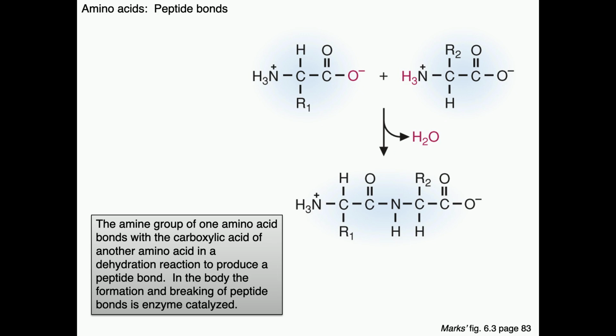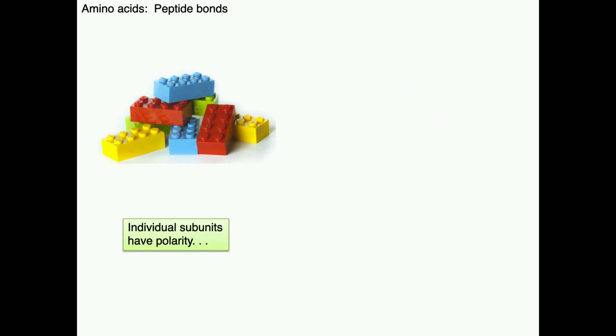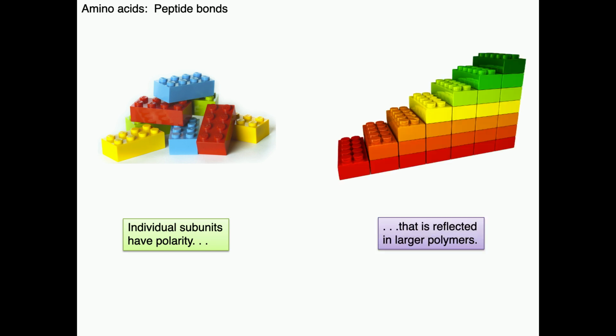If you'll notice, the individual subunits of a protein, the amino acids, have a polarity, right? They have a negative end and a positive end. Just as an example, the individual Lego blocks each have a nubby end and a recessed end, and when you put them together into a big polymer, the big polymer also has a nubby end and a recessed end, right?